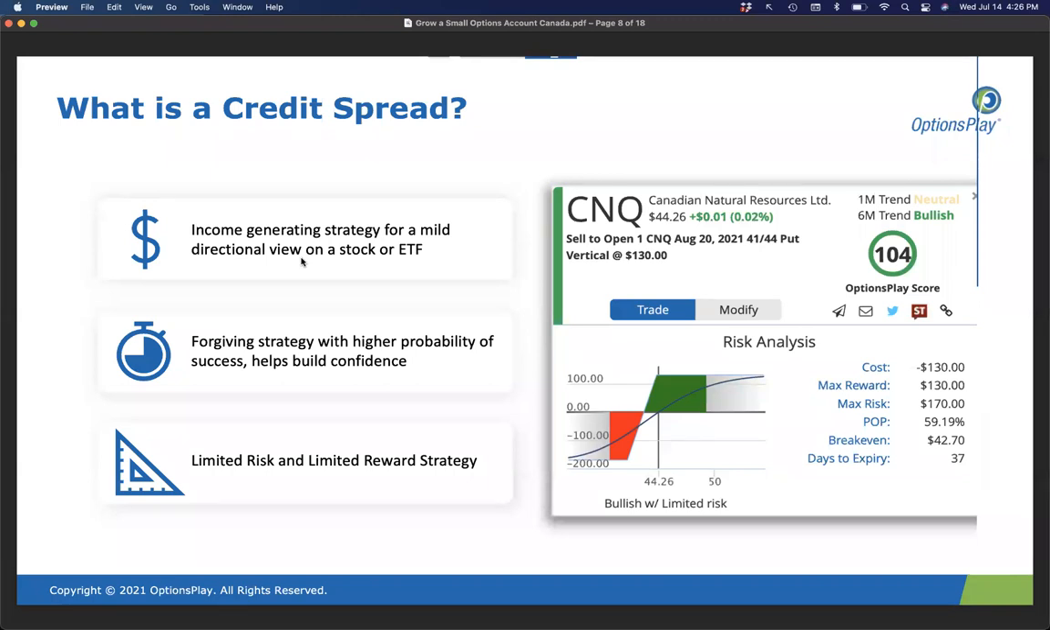Versus most of the time, you have a general sense for the trend. You might have a sense that a stock is generally trending higher or generally trending lower. Most option strategies are not suitable for that, but credit spreads are. And that's really where it comes down to. It's a strategy that's very forgiving with a higher probability of success.